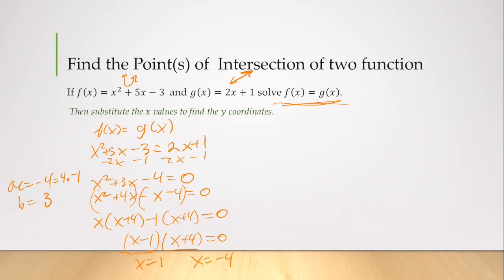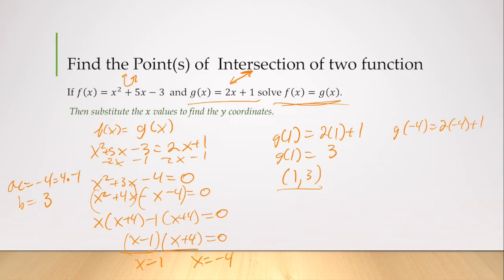I can do that by plugging back into either of my equations. I'm going to go ahead and plug back into g, because it's simpler to work with. It's a linear equation. 2 times 1 plus 1. So I have g of 1 equals 3. That means when x is 1, y is 3, is one of our intercept points. g of negative 4 gives me 2 times negative 4 plus 1, which is going to give me negative 7. So when x is negative 4, y is negative 7. These are our 2 points of intersection.